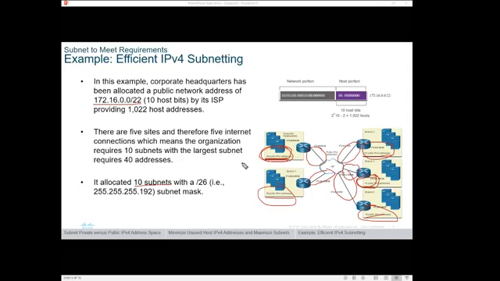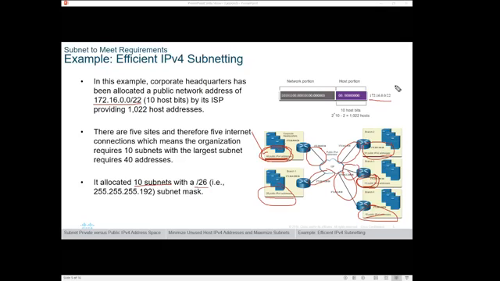Now that /26 subnet mask again is based on the highest number of hosts. So let's just pause this video for a while, and then you look at the 172.16.0.0/22. That's 10 bits for host. So 2^10, that's more than 1,000. Now our highest number is 40.